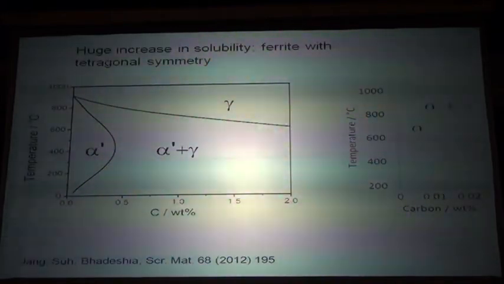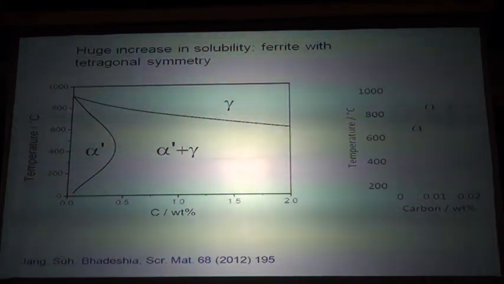So we did these calculations, and we put the data then into phase diagram calculation methods, and we had an astonishing result that, look, if I have equilibrium between tetragonal ferrite and austenite, then the solubility of carbon in the ferrite increases dramatically. Compare this with the conventional phase diagram and the new phase diagram here. We have a very large solubility of carbon. So it doesn't matter how long I hold this material at temperature, the carbon will remain in the ferrite.